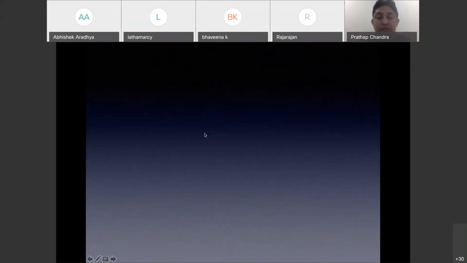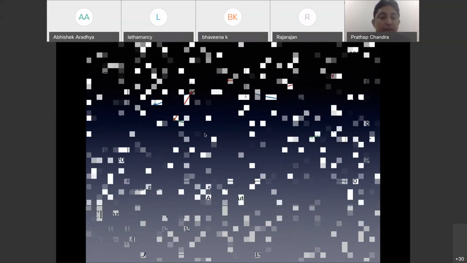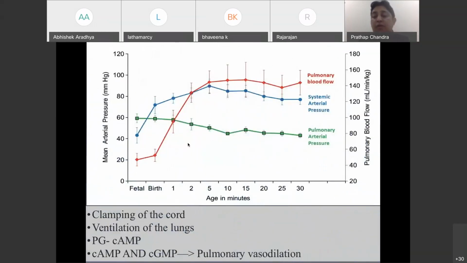It happens based on the clamping of the cord. Remember I said placenta is a very low resistance system. So when you clamp the cord, the systemic resistance increases dramatically, and then your lungs will start to be filled with oxygen. Therefore, the pulmonary vascular resistance starts decreasing in the lungs. So increasing in the systemic arterial resistance, decreasing in the pulmonary arterial resistance.